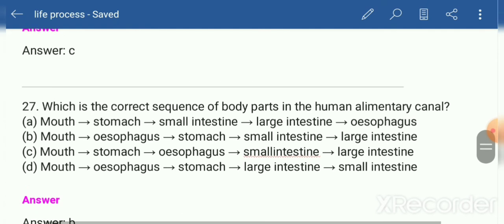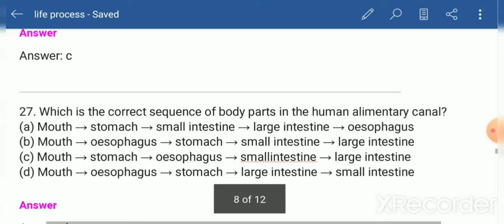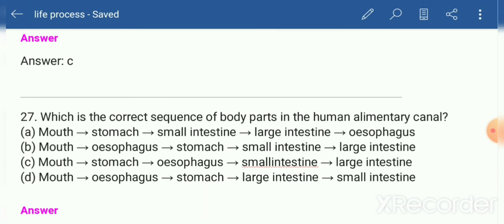Next, which is the correct sequence of body parts in the human alimentary canal? Just as I said before, the digestive system starts from mouth to anus. So here which answer will be correct? First our buccal cavity, then esophagus, then stomach, small intestine and large intestine. So here option B will be the correct answer. That is the sequence of body parts in the human alimentary canal: mouth, esophagus, stomach, small intestine, large intestine.